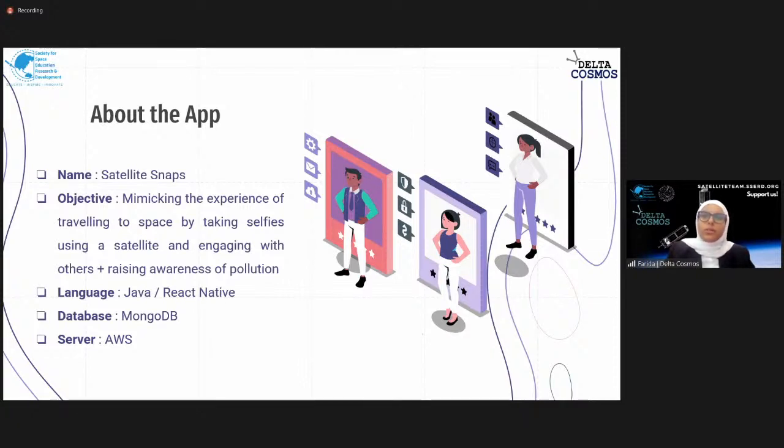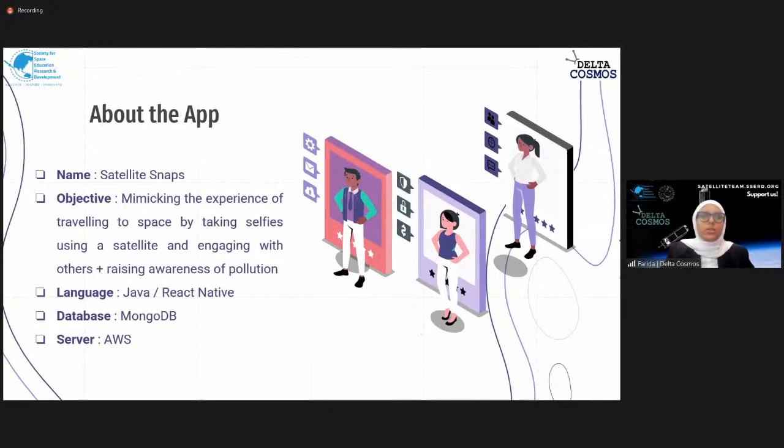But why do we need a server? Because in order to make the communication of the satellite and Earth smooth, we need a server. AWS, which stands for Amazon Web Services, offers database storage options, computing power, content delivery, and networking, among other functionalities, to help Satellite Snaps quickly respond and scale elegantly. To learn more about the features of our app, I now invite my team member Sachin.